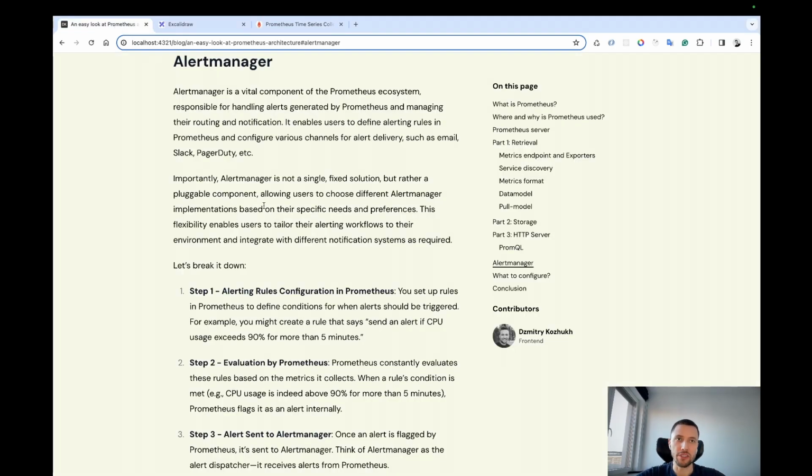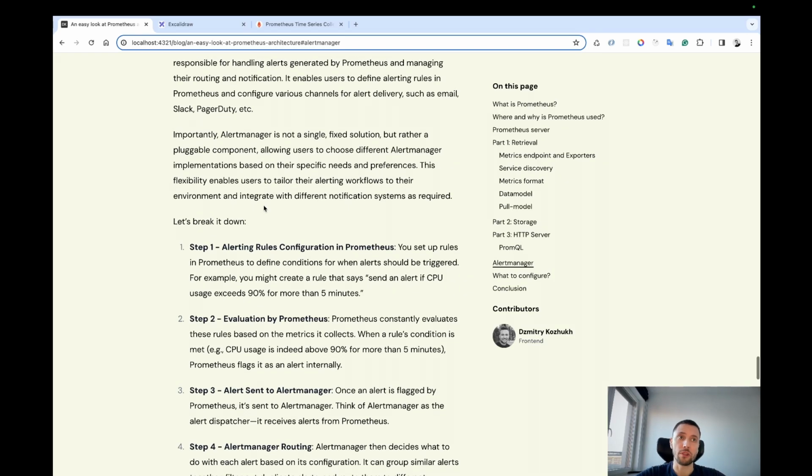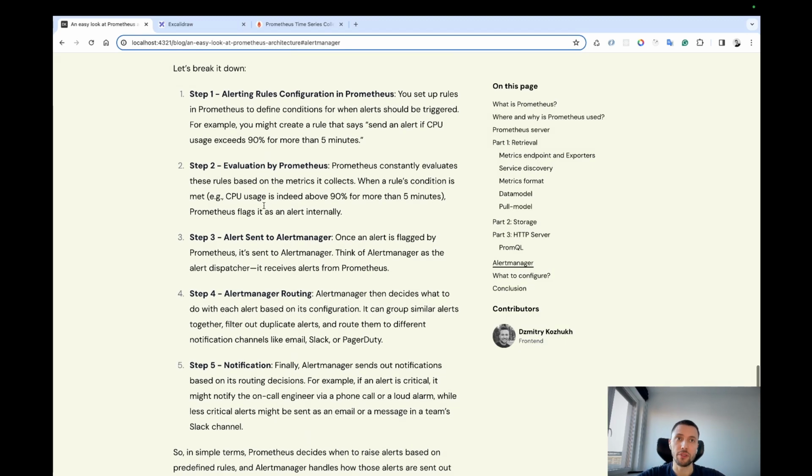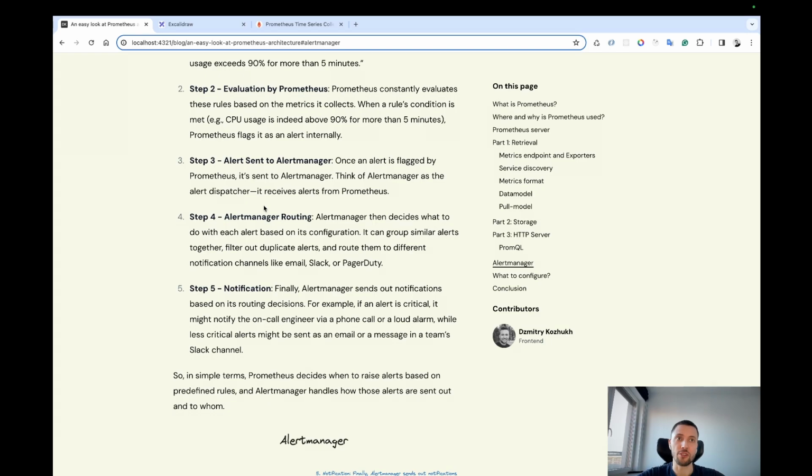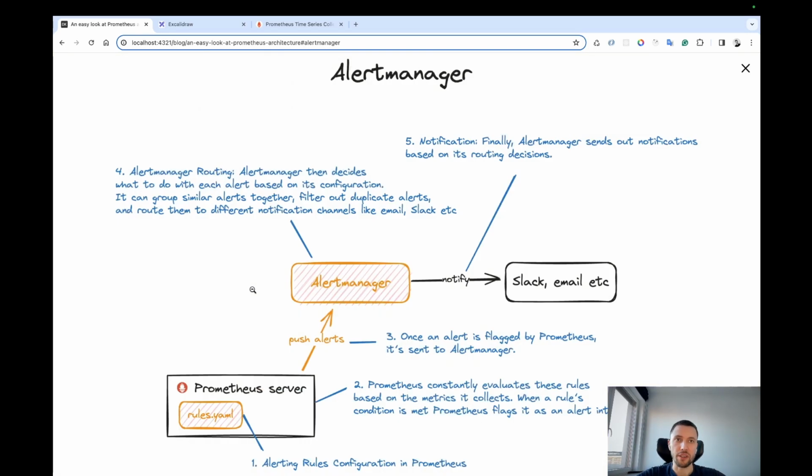And last but not least component is Alertmanager. Alertmanager is not a single fixed solution, but rather a pluggable component allowing users to choose different Alertmanager implementation based on their specific needs and preferences. Let's break it down using this diagram.